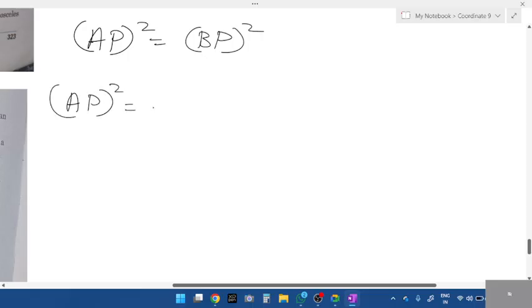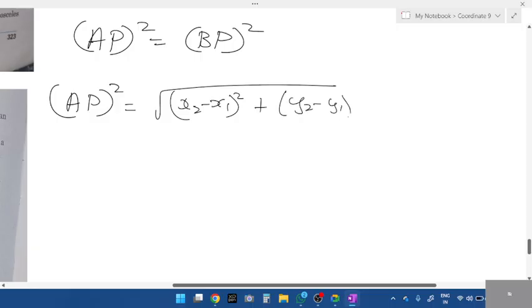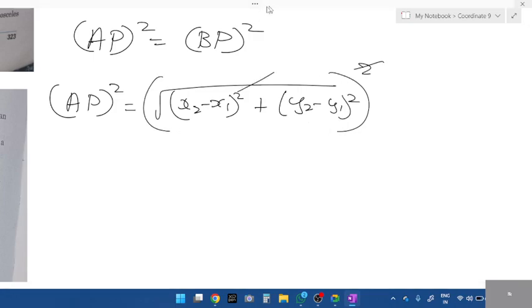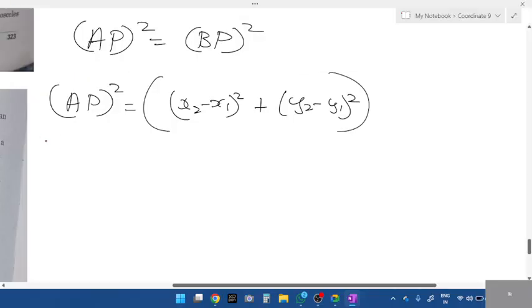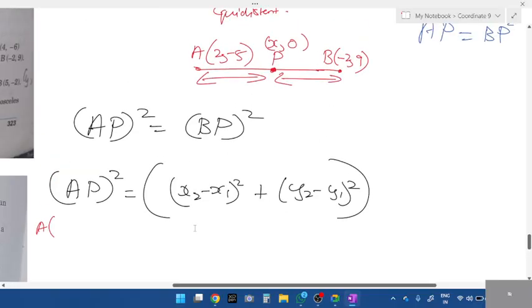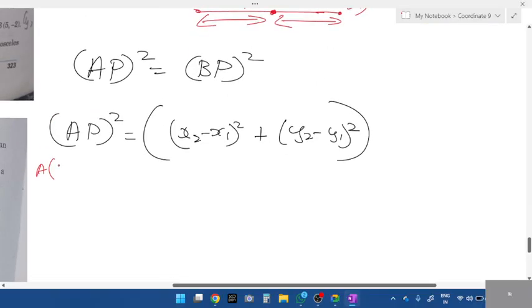Just AP square. What's the formula for AP? X minus x1 plus y2 minus y1 whole square. If I square it, it gets cancelled, right? Cancel. So remember, don't write this. This is the formula we need. Now, we are calculating only for AP. What is A value? What is A, students? 2 comma. What is P? X comma 0. For this question, take this as x1, y1, x2, y2.